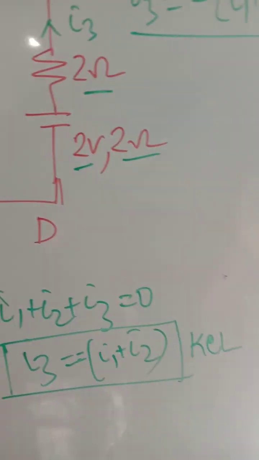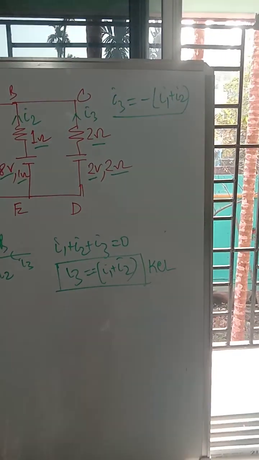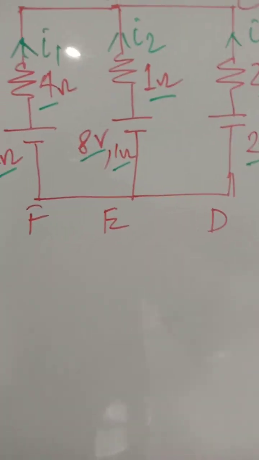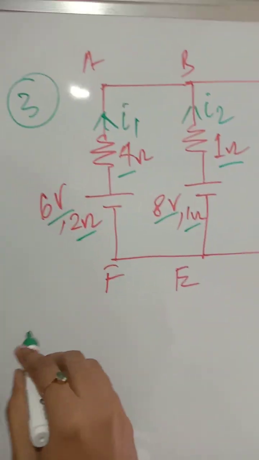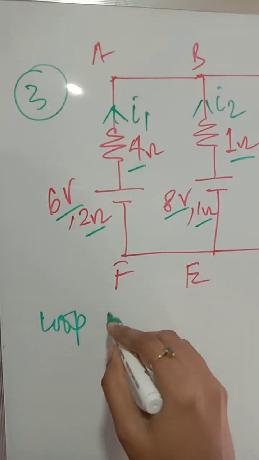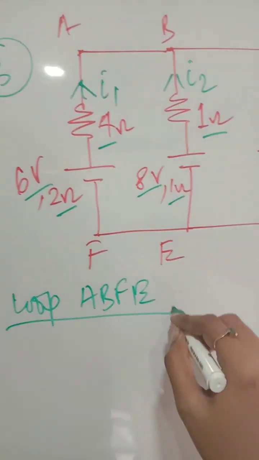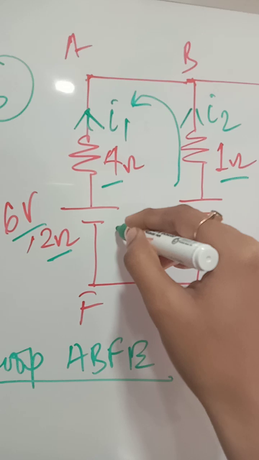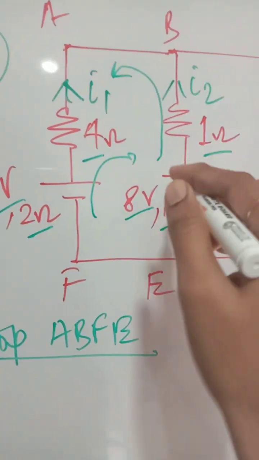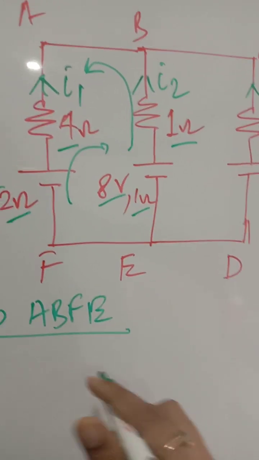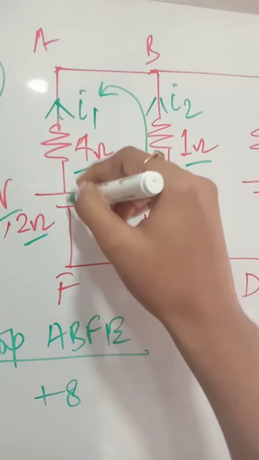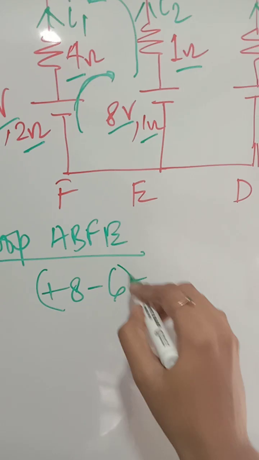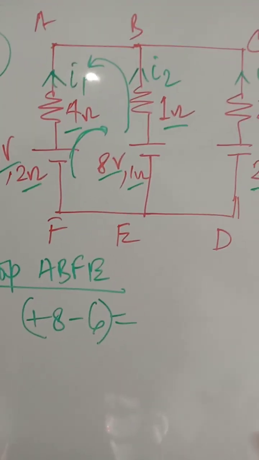This is required. Now we go straight to the Kirchhoff voltage law. Now you see, we consider two loops. First loop is loop ABFE. You can see this 8 volt is giving current in that direction, and the 6 volt is giving current in this direction. So the 8 volt is giving anti-clockwise current, so plus 8, and the 6 volt is giving clockwise current, so minus 6. Anti-clockwise is positive, clockwise is negative.